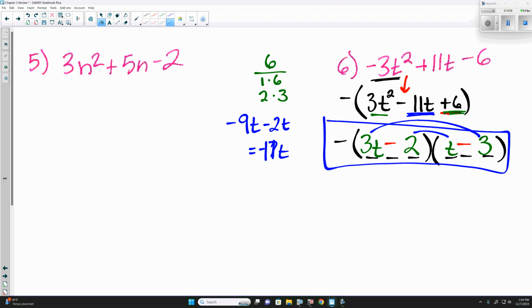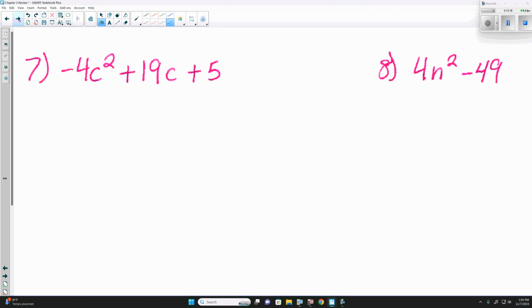Because the very top one is positive, but we pulled that negative out. So it did change it from positive to negative. Questions on this here? Any questions on any of this so far? We good? Question on 7 or 8?